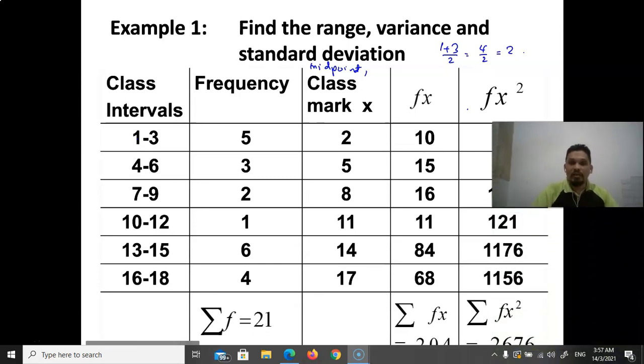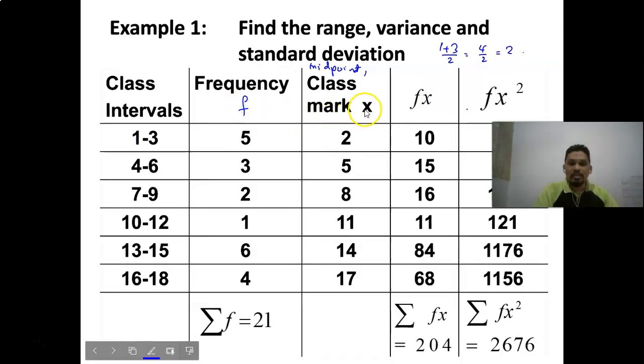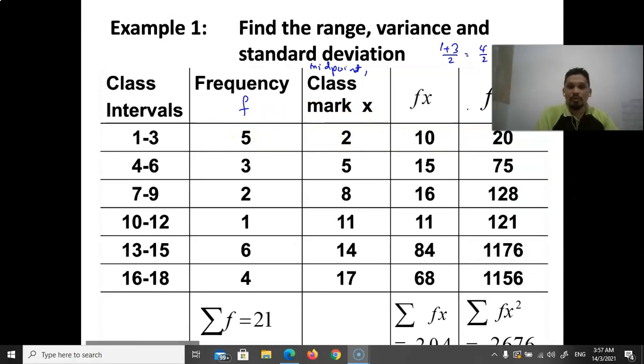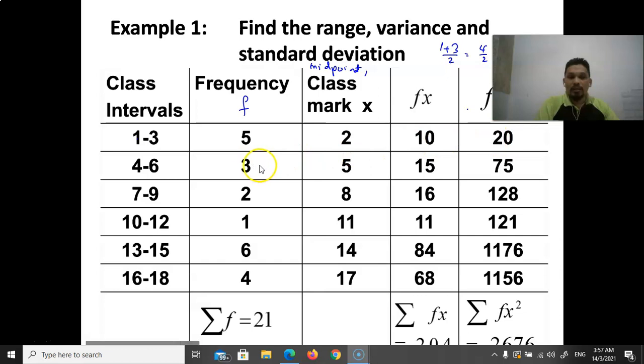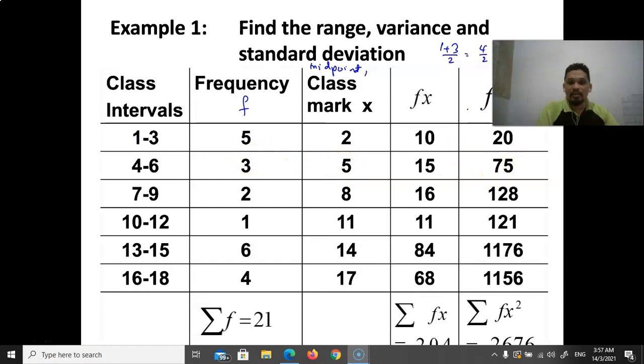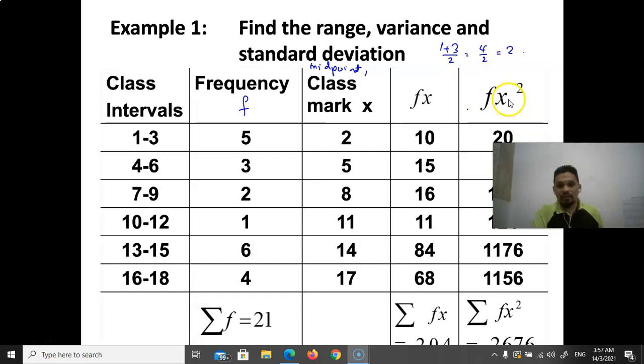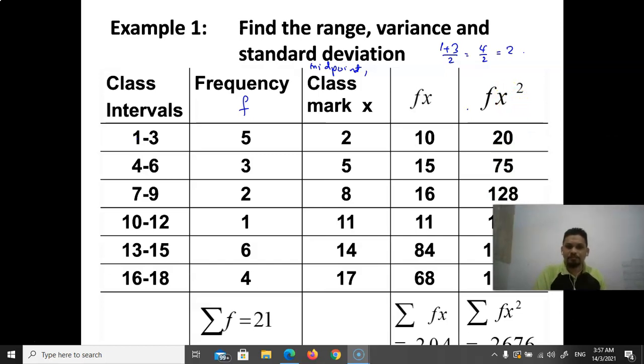And then find out f multiplied with x squared. f is the frequency, and x squared. 2 squared equals 4. 4 times 5 equals 20. 5 squared is 25, times 3 equals 75. There you get fx squared. I think that you can get what I'm trying to say here.